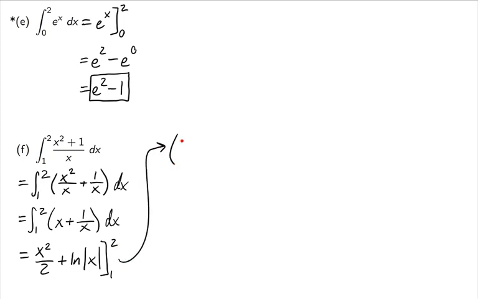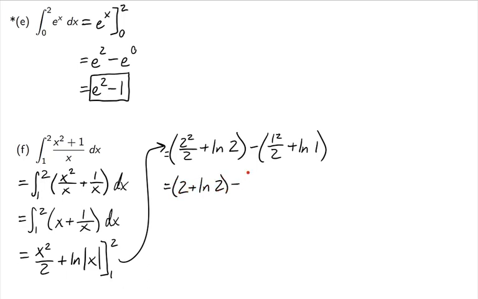When I plug in 2, I get 2 squared over 2 plus the natural log of 2, I'm just going to go ahead and put 2 in, I don't need the absolute value, minus 1 squared over 2 plus the natural log of 1. If I simplify this, I get 2 plus the natural log of 2 minus 1 half, but then the natural log of 1 is just 0, so that doesn't give me much else. I get 3 halves plus the natural log of 2.